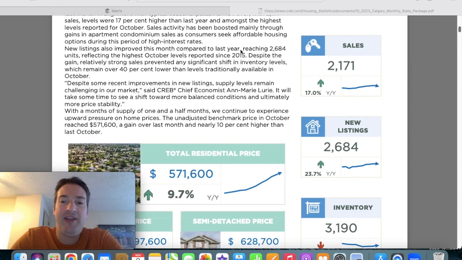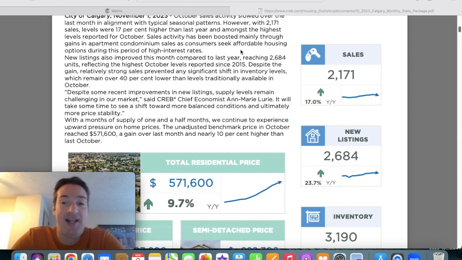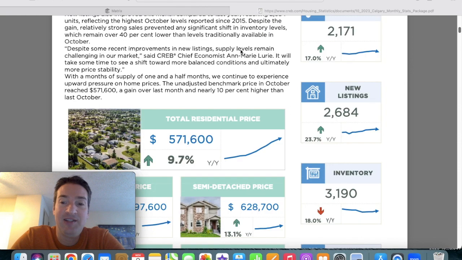The one stat here that could be concerning if you're a seller looking to cash out and time the market, new listings, 2,684 during this month, and that was up 23.7% year over year. So that's quite the increase, and I'm personally seeing a lot of people who are looking to cash out and rent or to buy something much lower, like a condo and stuff like that, just because they're renewing their mortgages at much higher rates and they can't afford it. So more people are coming onto the market because they're a bit scared of their new payments.